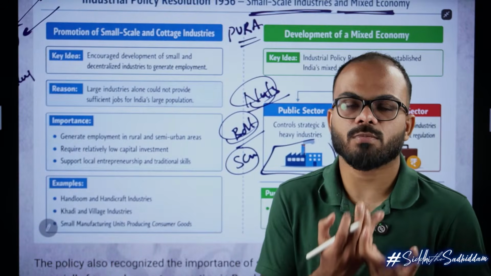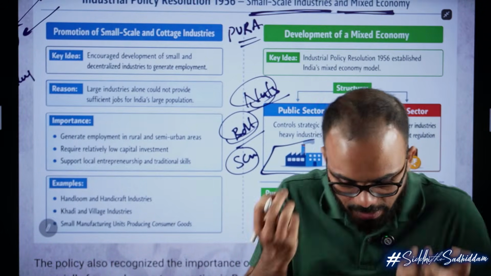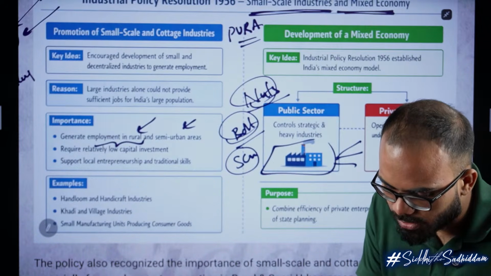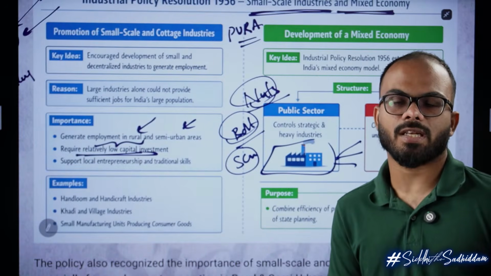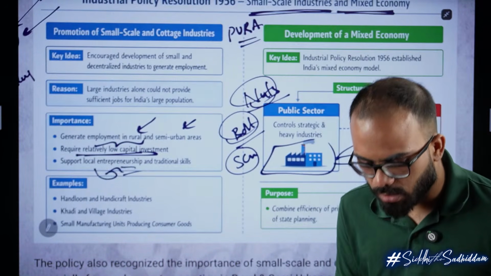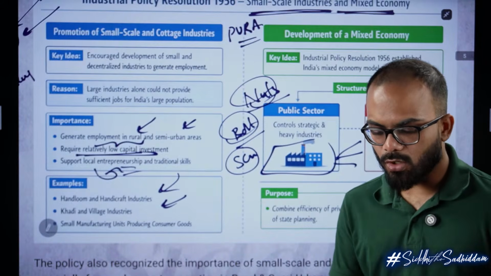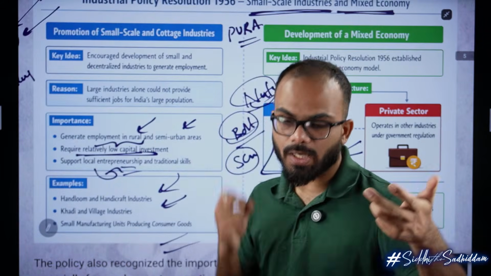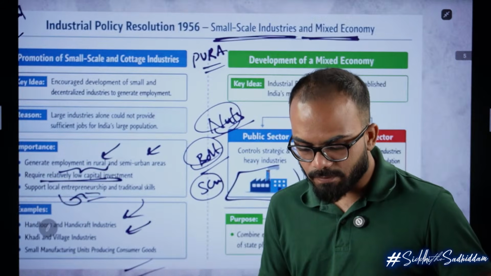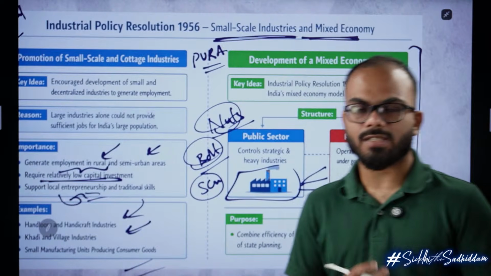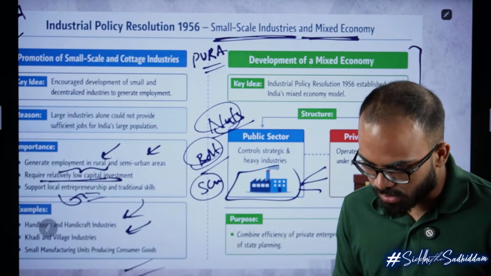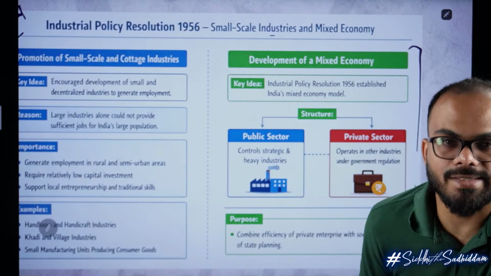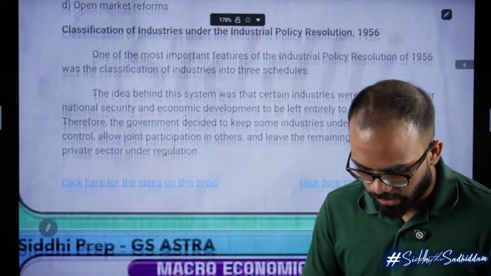So the idea behind small scale and cottage industries is they wanted to give employment opportunities in rural and semi-urban areas, and these need relatively low capital investment, and it is easy for local entrepreneurship. Examples: khadi, handloom, or candle industries, soap industries. Yes, MSMEs would be helping larger companies. That was the idea. So emphasis was also given to a socialist type of economy, and with the help of all these things, the larger idea is that we will go for a mixed economic setup. This is the Industrial Policy Resolution of 1956.